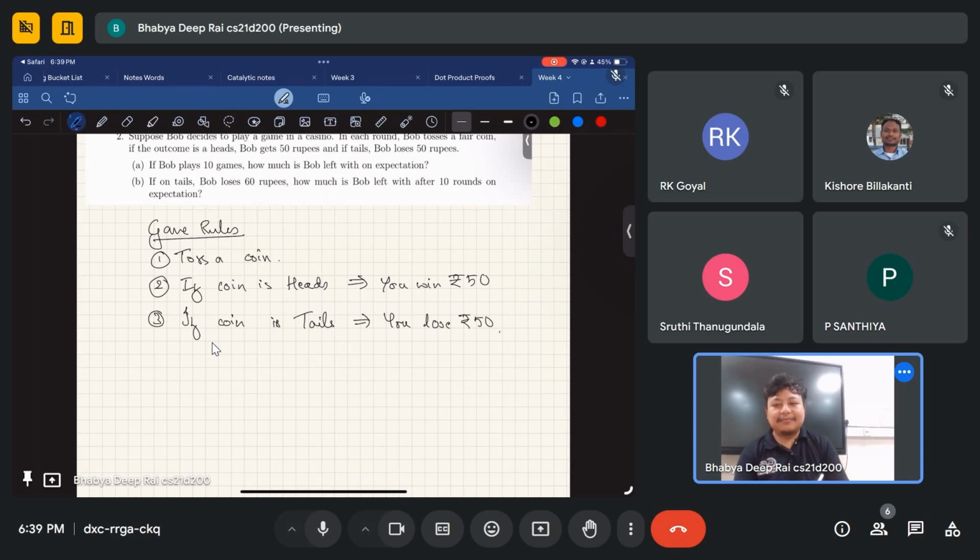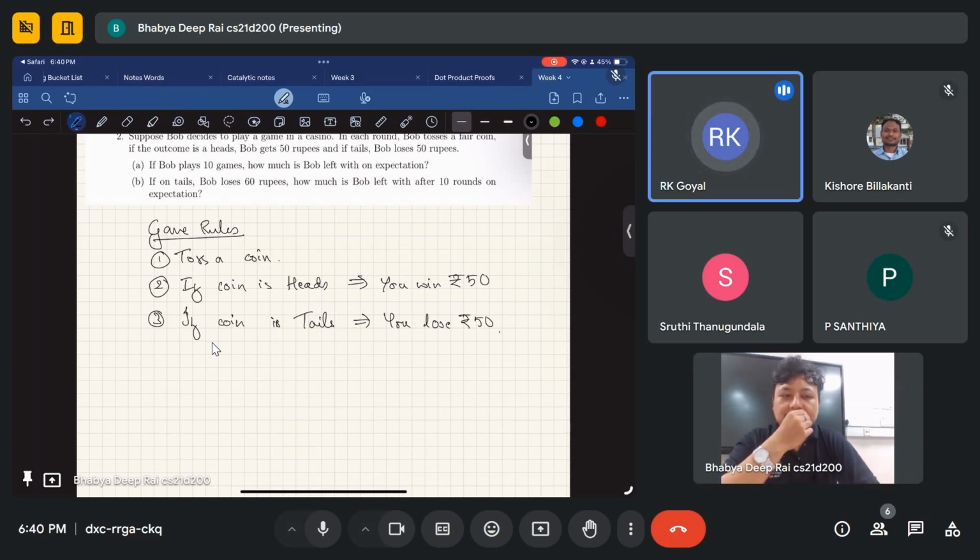Now, let's say Bob can play on credit. Even if he does not have any money, he can accumulate negative debt. So if Bob plays 10 games, how much is Bob left with on expectation? What do you expect Bob to win at the end? Even if you don't have the calculations, you can think of it intuitively also. Intuitively, what do you feel? How much will Bob win?